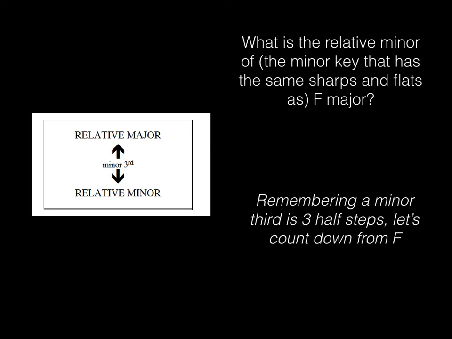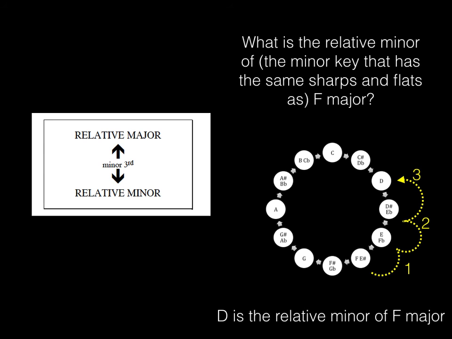and we remember a minor third is 3 half steps, then let's count down from F. If you go F and then down 3 half steps, F down to E, E down to E flat, down to D, you find that D is the relative minor of F major.